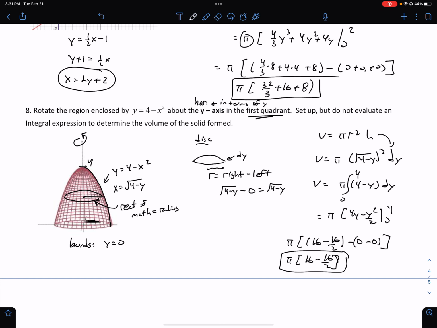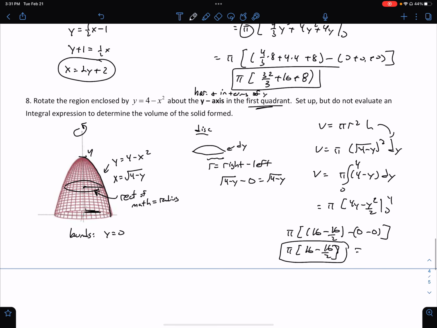There it is. If you're like, Mr. Warnow, I got to simplify it. It's just 16 pi over 2, if you want to simplify that.